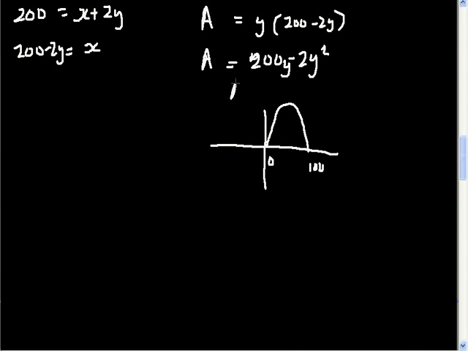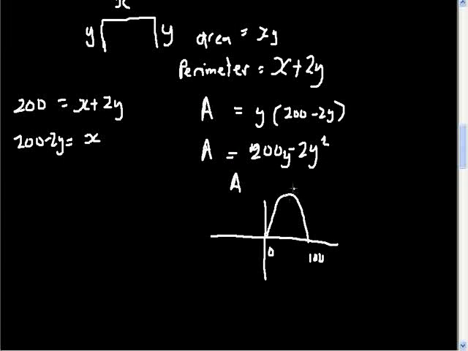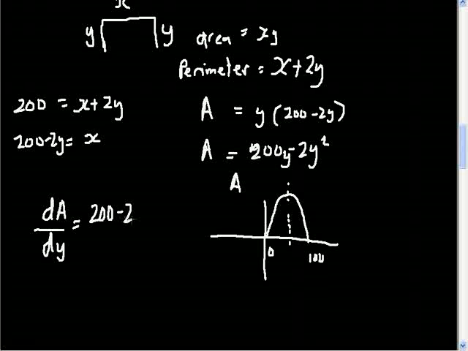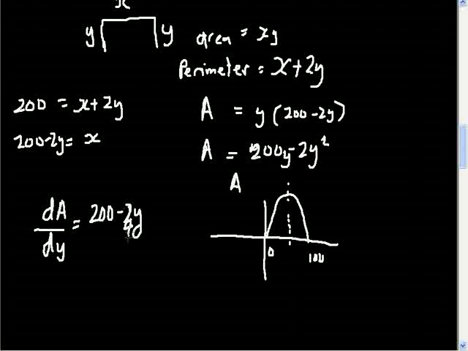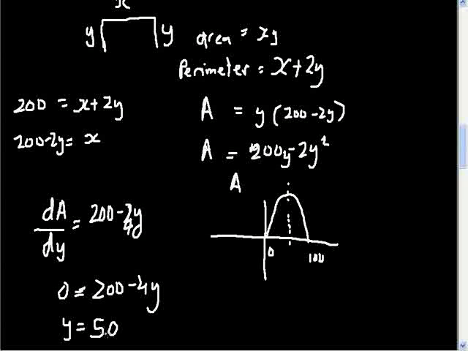It crosses at 100 and 0. So that's my area, and as my values of y change, this is how my area changes as well. We're trying to figure out this point here. The value for y at that point would give me my maximum area. So again I differentiate A with respect to y. dA over dy is equal to 200 minus 2y, no, 4y, beg your pardon. I make that equal to 0, so 200 minus 4y equals 0, that'll make y equal to 50.